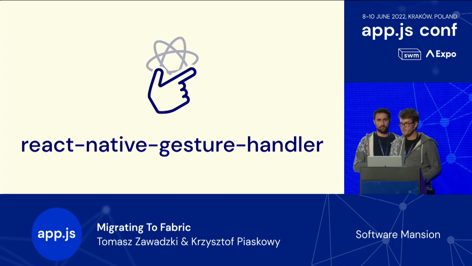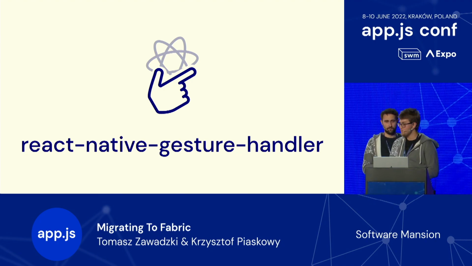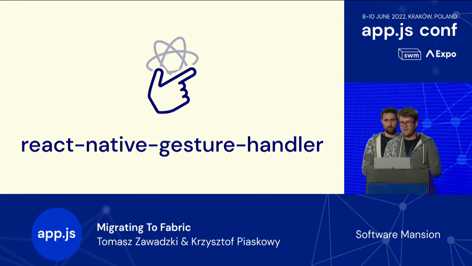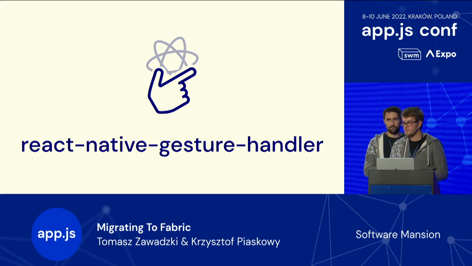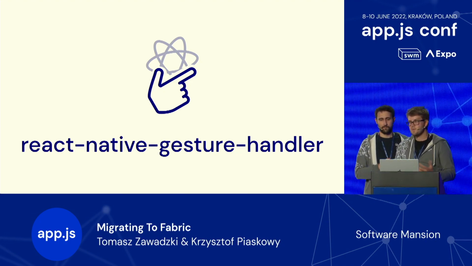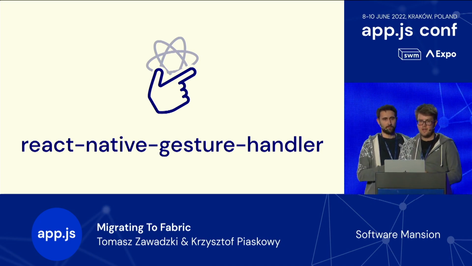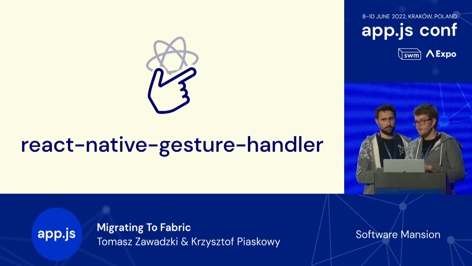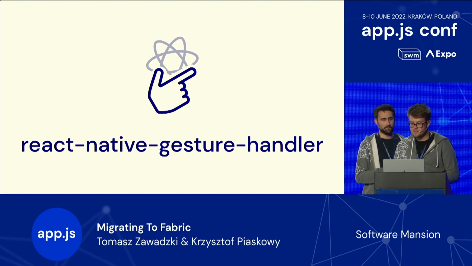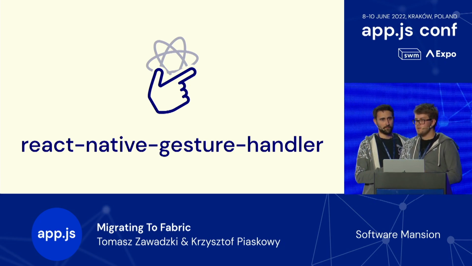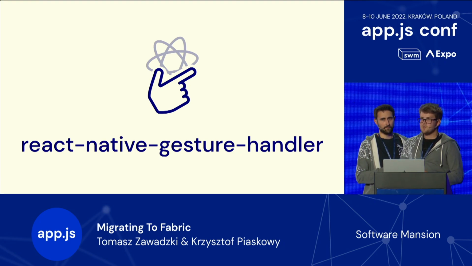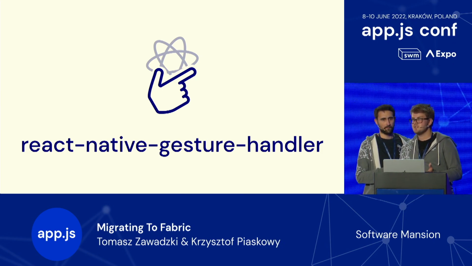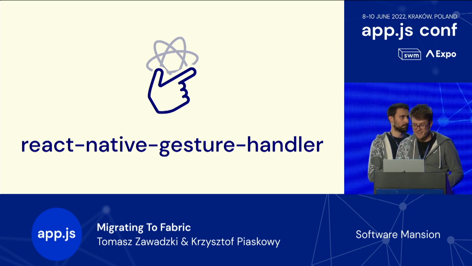Another library migrated by our open source team was React Native Gesture Handler. This is a library that provides a declarative API for exposing platform native touch to React Native apps. On iOS, the library creates and attaches UI gesture recognizers to native views. And one of the issues we've had with the new architecture was related to the fact that React Native has this cool optimization technique called view flattening.